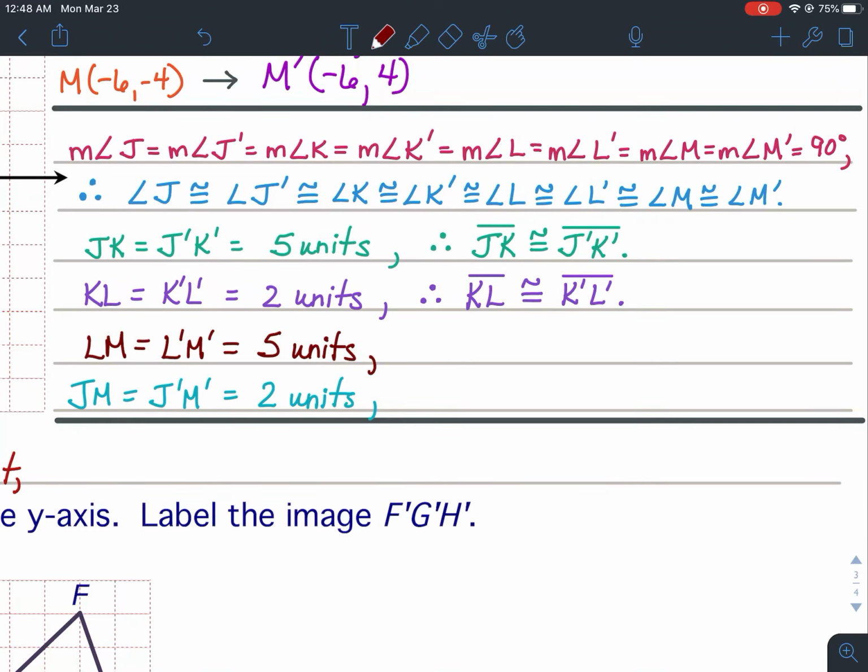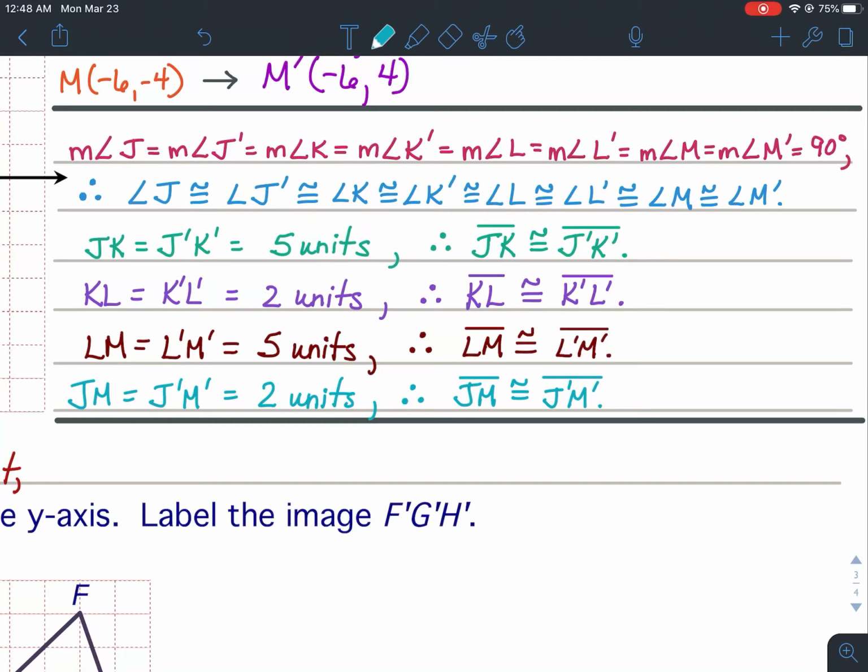LM, the length of LM equals the length of L prime, M prime, which equals 5 units. Therefore, LM is congruent to L prime, M prime. And then last, the length of JM equals the length of J prime, M prime, which equals 2 units. Therefore, JM is congruent to J prime, M prime.